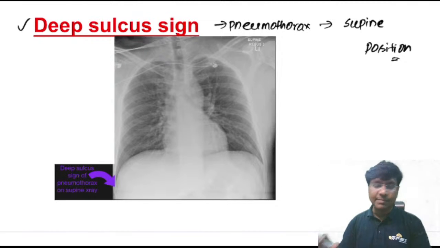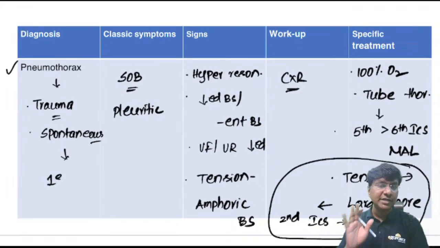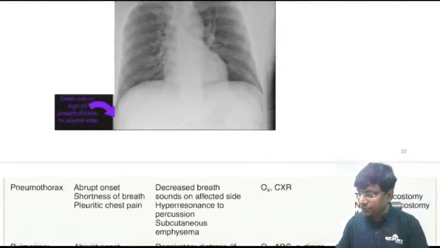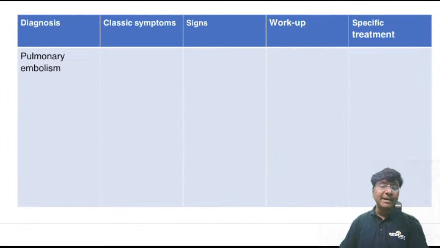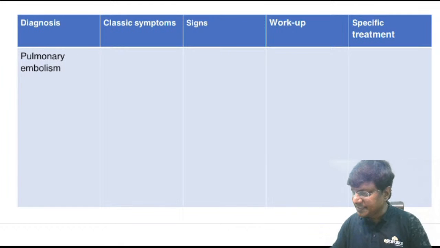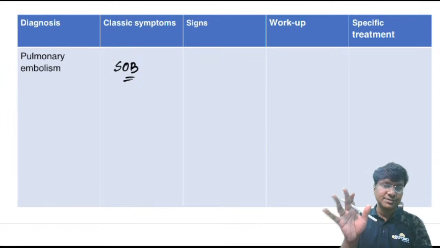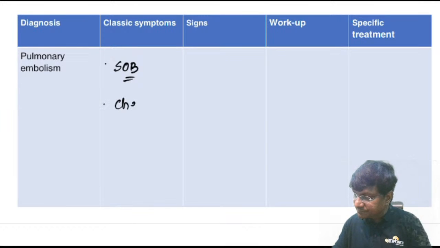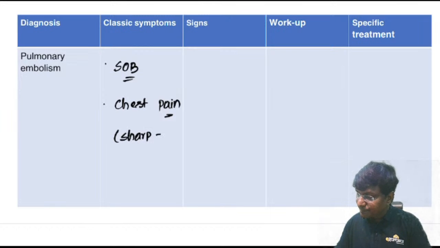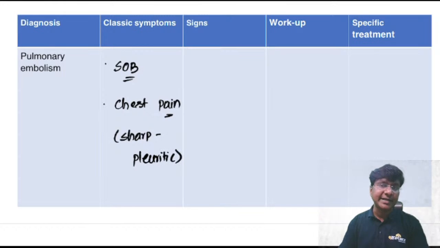Now, after having discussed pneumothorax as one of the very important pulmonary emergencies, the next important topic I will discuss is pulmonary embolism. So in pulmonary embolism, the presentation will be the same, that is sudden onset dyspnea. This is very common in case of massive pulmonary embolism. If it is a small pulmonary embolism, it can cause pulmonary infarction causing chest pain, a very sharp pleuritic type of chest pain.